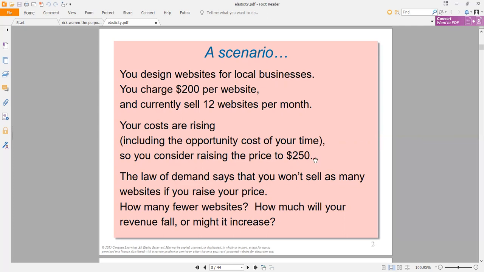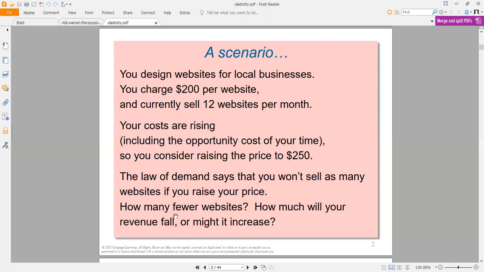So when you do this, we know from the law of demand that whenever there's an increase in price, we should expect a reduction in quantity demanded or the quantity that you'll be able to sell. So now, because you are increasing the price from 200 to 250, we expect that you are going to sell fewer websites. So because the price has gone up, what is the quantity that the consumers are going to reduce? I mean, if they were initially buying 12, are they actually going to reduce the quantity that they buy?